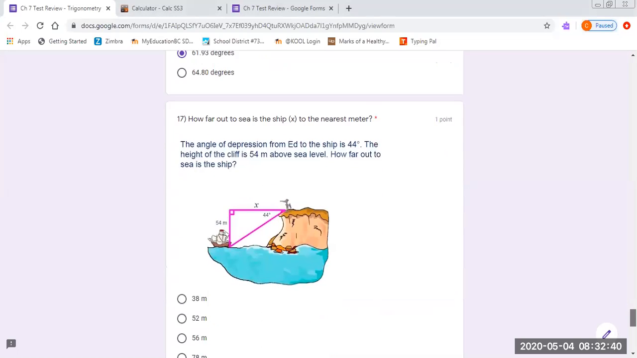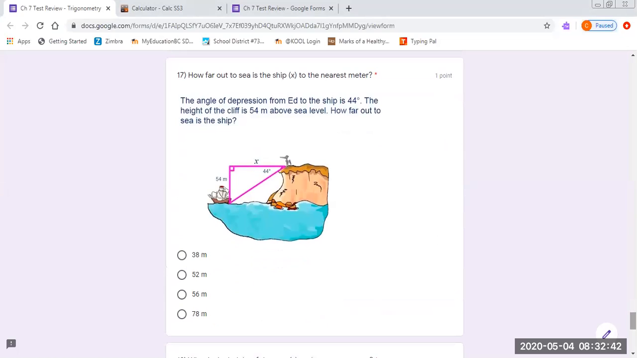Now, the last two questions are dealing with elevation and depression. So once again, these are long questions per se, but don't get too caught up in all of this wording. Just focus your attention on the actual diagram, which is the same as what we've been solving so far. But I'll read this question here as it says: the angle of depression from Ed to the ship is 44 degrees. The height of the cliff is 54 meters above sea level. How far out to the sea is the ship? And we're trying to find this x to the nearest meter.